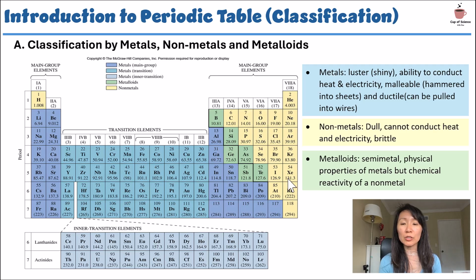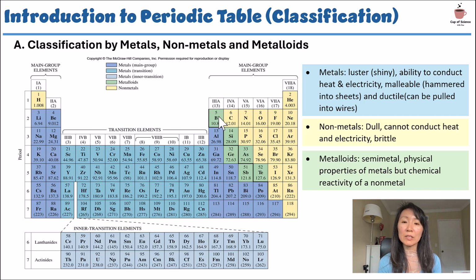The yellow portion, however, are nonmetals. It's located on the right side of the periodic table and the hydrogen over here. Sometimes the hydrogen is located right above the fluorine, depending on which periodic table you're looking at. They are not shiny. They're actually dull and they cannot conduct heat and electricity, and they are brittle, meaning they can break off pretty easily.